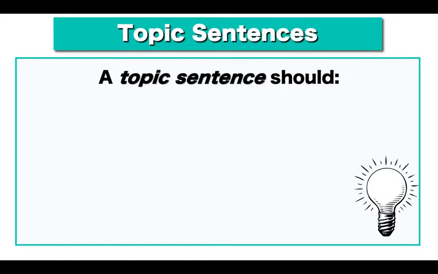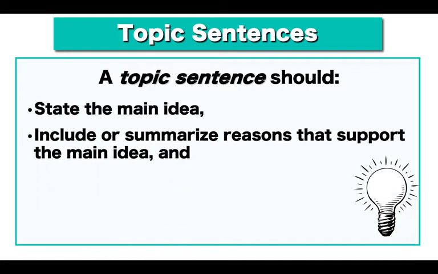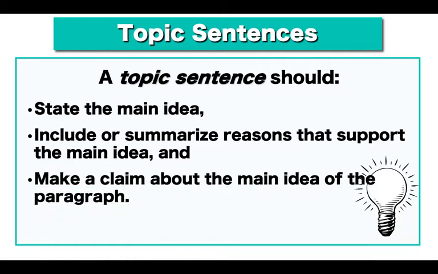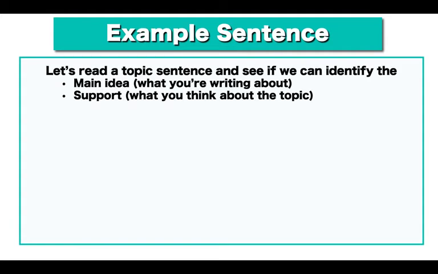A topic sentence should state the main idea, include or summarize reasons that support the main idea, and make a claim about the main idea of the paragraph. Example sentence. Let's read a topic sentence and see if we can identify the main idea, what you're writing about, and support what you think about the topic.